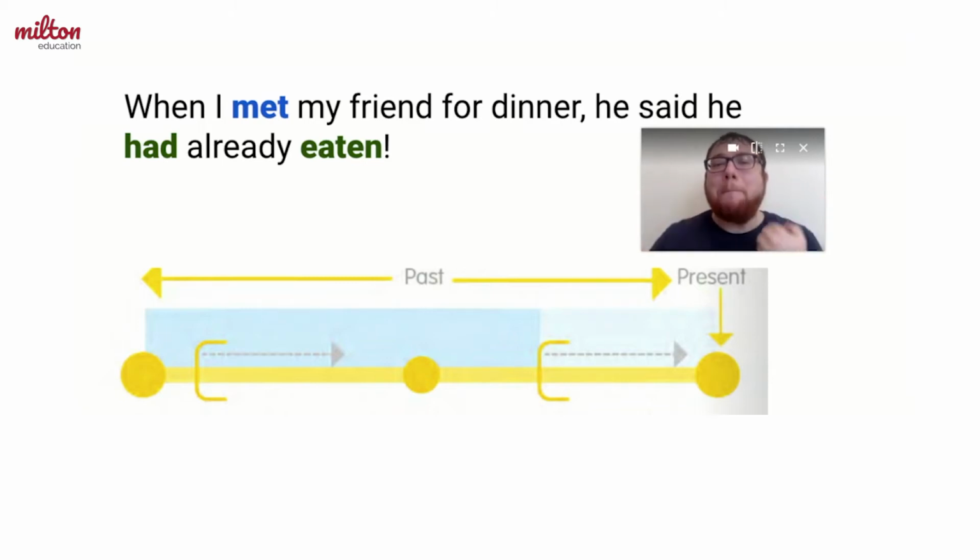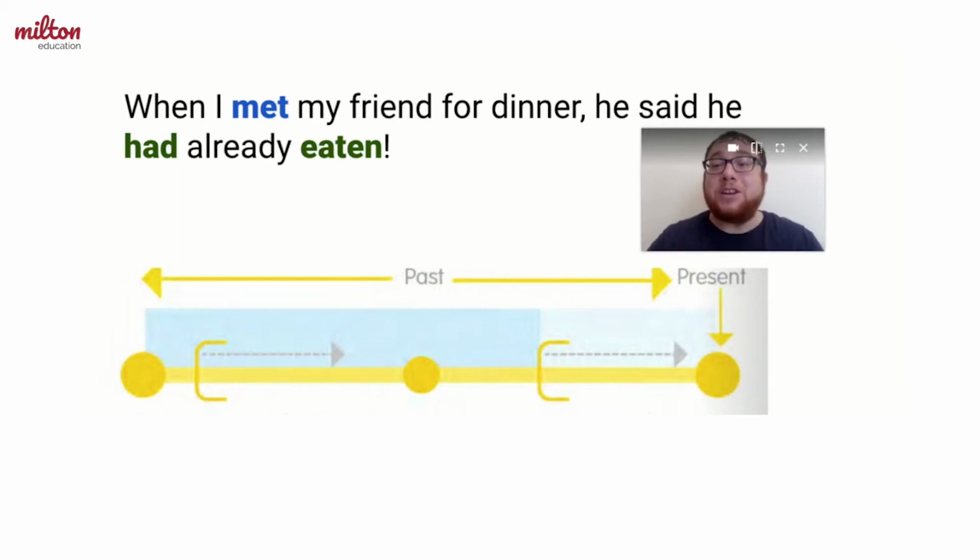Even though "met my friend" comes first in the sentence, we have to think about the story that the sentence is telling. If we think about it in that way, then the first action that happened was my friend ate dinner. The second action is that my friend said to me that he ate dinner. When we talk about this first action, we need to use the past perfect. When we talk about the second or subsequent actions, we need to use the past simple.